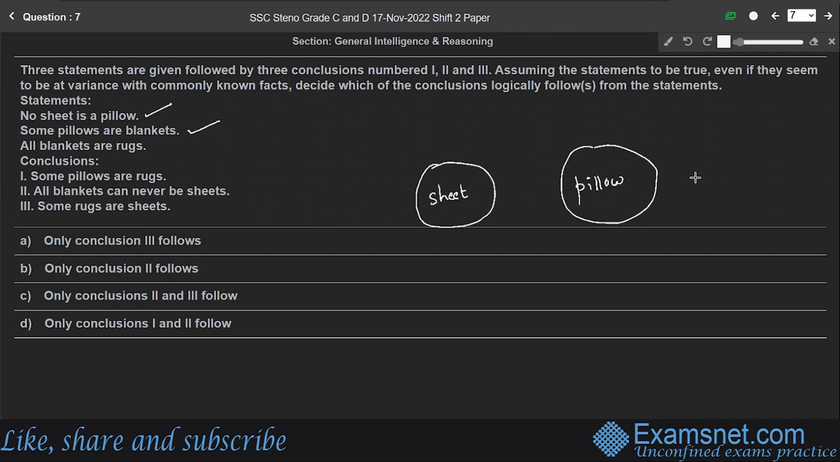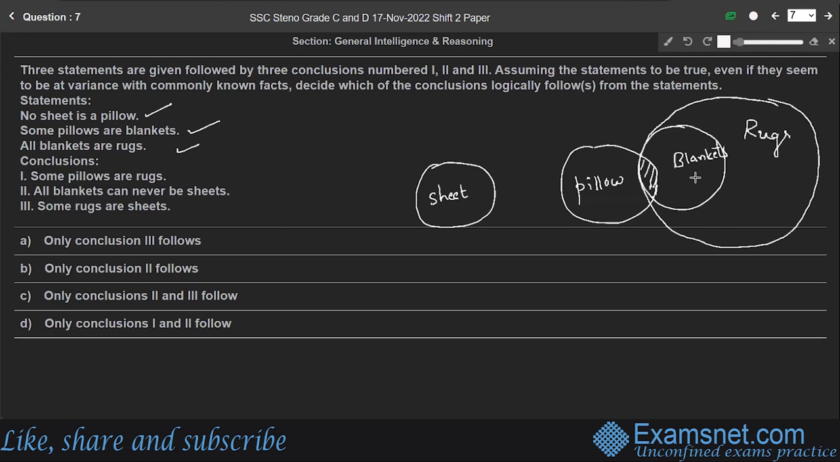The second statement is some pillows are blankets, some portion of the pillow. We'll consider this portion as blankets, so we'll consider the set of blankets like this. Next one, all blankets are rugs. So the set of blankets is completely included in the set of rugs. Therefore, all blankets are rugs. Now come to the conclusion part. Some pillows are rugs, some portion of the pillows, which is true.